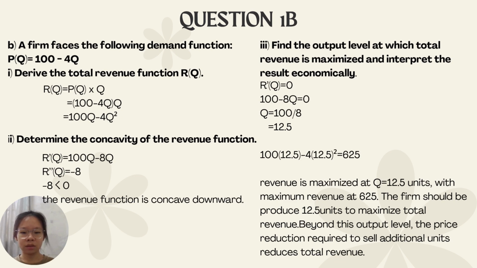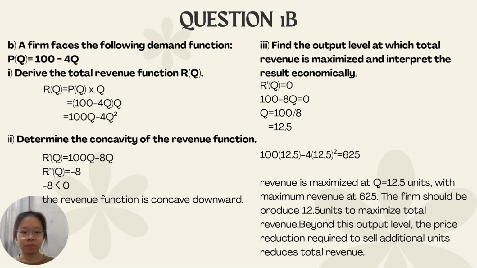Next, determine the concavity of the revenue function. R prime of Q equals 100 minus 8Q. R double prime of Q equals negative 8. Negative 8 is less than 0, so the revenue function is concave downward.